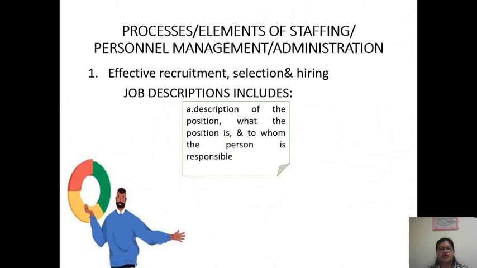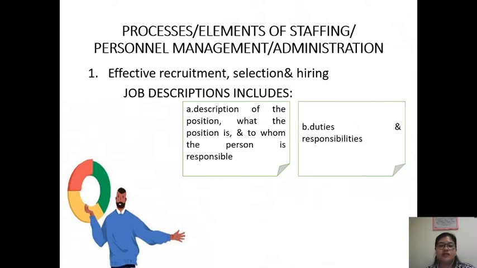First is description of what the position is all about, and then to whom the person is responsible. So, if you are hiring a social worker, what should be the position of this person, the description of his job? So, example, you're hiring for a social worker who has a background work in adoption ng mga cases, or naa siya overview of international background of international adoption. So, it should be clear.